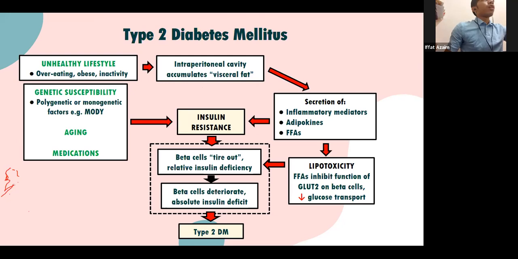However, over time, if there is still progression and it becomes more severe, the beta cells will tire out, so they reduce the insulin secretion. And when there is reduced insulin secretion, the beta cells will deteriorate and cause insulin deficiency to occur. So at first, insulin level is normal. However, over time, if it's severe enough, insulin deficiency will occur. So there is no insulin plus insulin resistance. This will lead to type 2 diabetes mellitus.